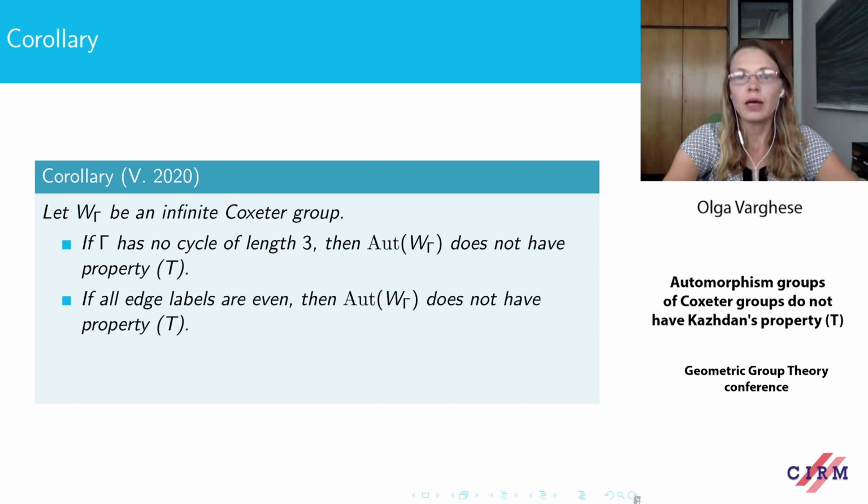Okay. So if all edge labels are even, then the automorphism group does not have property T. So why? If gamma is complete, then the outer automorphism group is finite. Hence, the automorphism group has no property T. And if gamma is not complete, then gamma has two non-adjacent even vertices. Hence, by part 2 of the main theorem, the automorphism group does not satisfy property T.